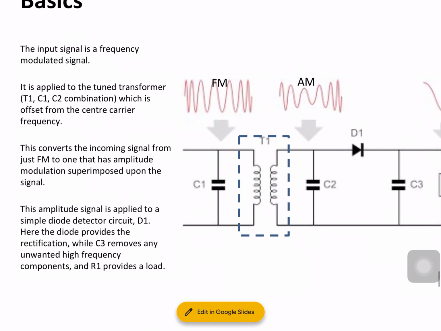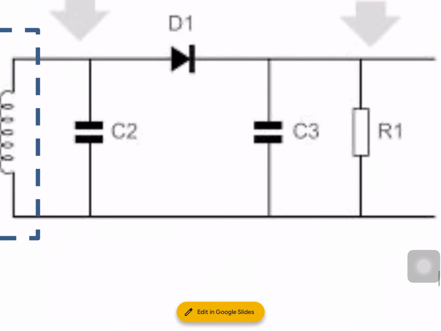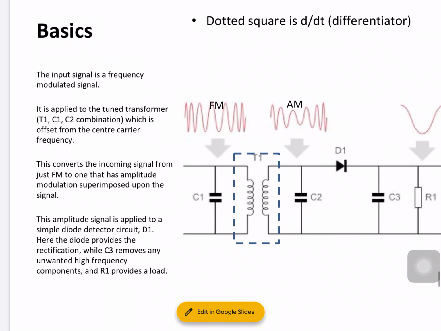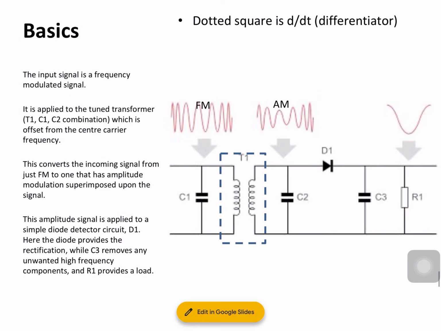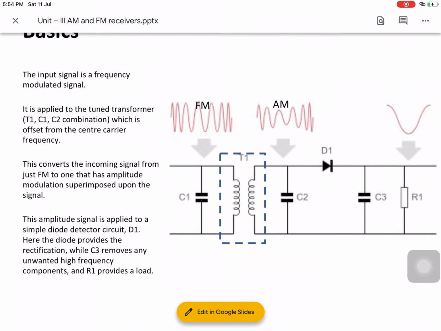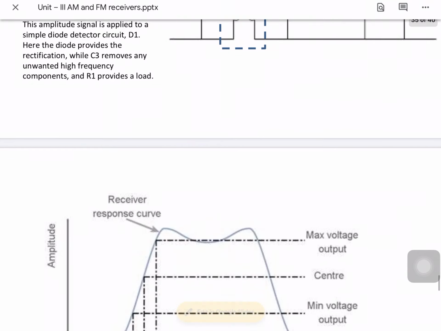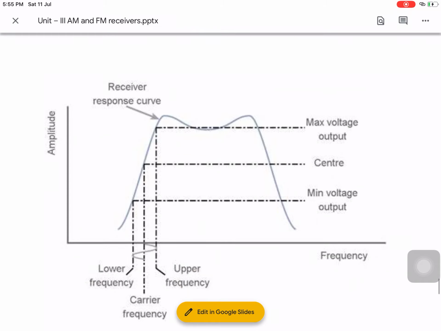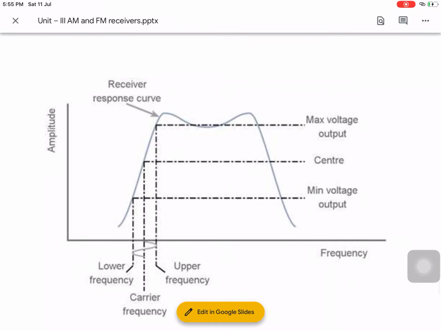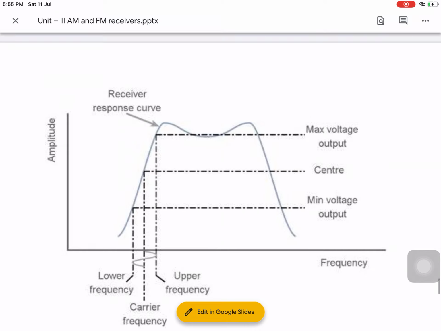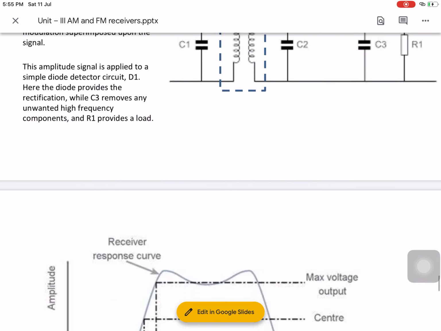Now this signal is applied to a simple diode detector. This is a simple diode detector circuit D1. Here the diode provides the rectification, while this capacitor C3 removes any unwanted high frequency components, and R1 provides a load. This is the output curve of the frequency modulated signal when it comes out of the differentiator.